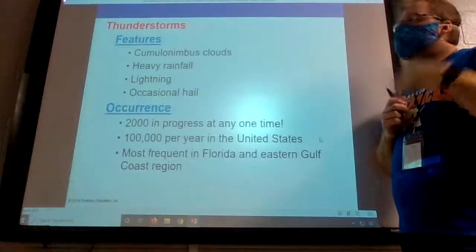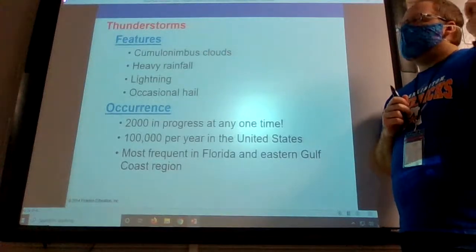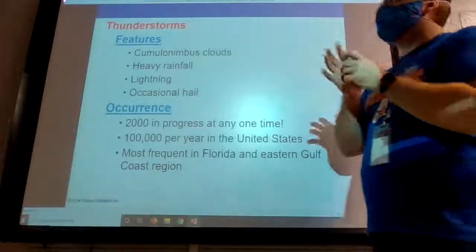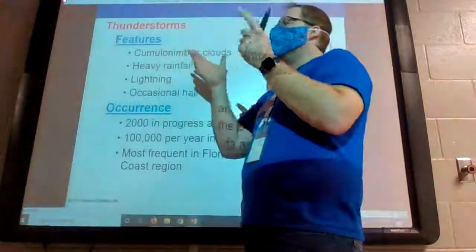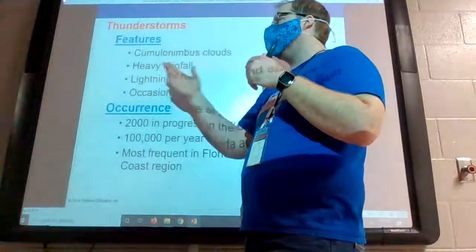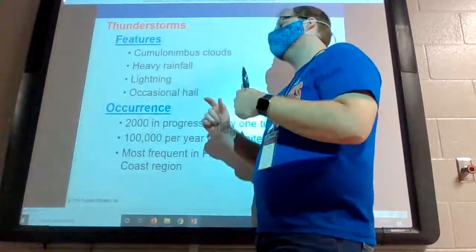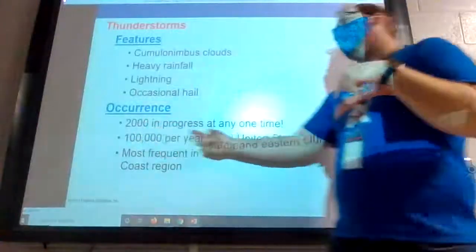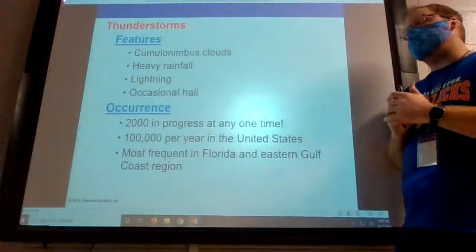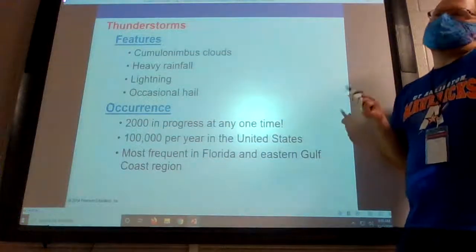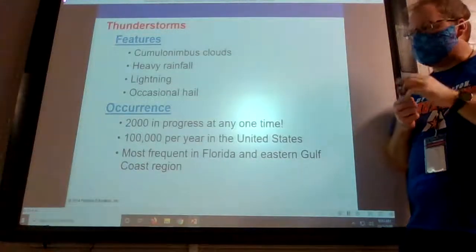Now we get into thunderstorms. The features of thunderstorms are your big, tall cumulonimbus clouds, your anvil head clouds as they call them. Heavy rain, lightning, occasional hail, sometimes tornadoes. How often do they occur? About 2,000 in progress at any one time across the globe. So there's always a thunderstorm somewhere, raining on somebody.